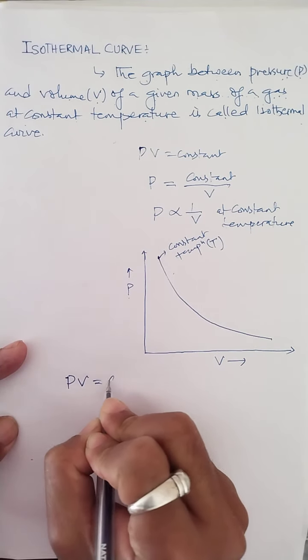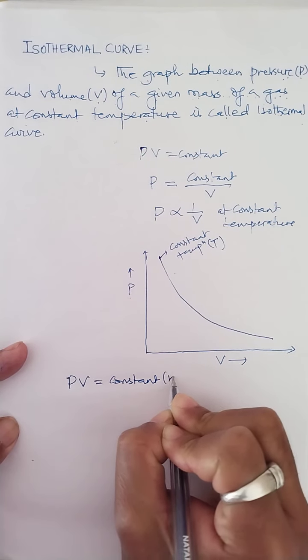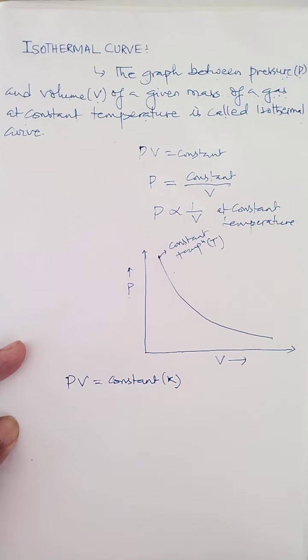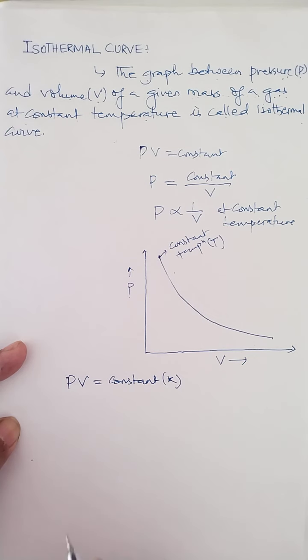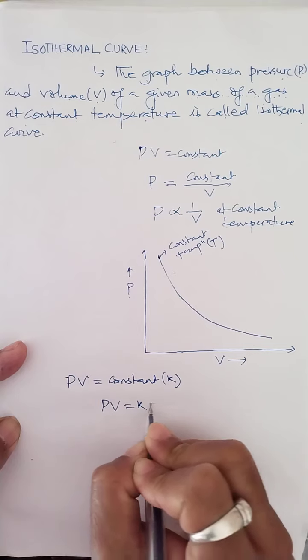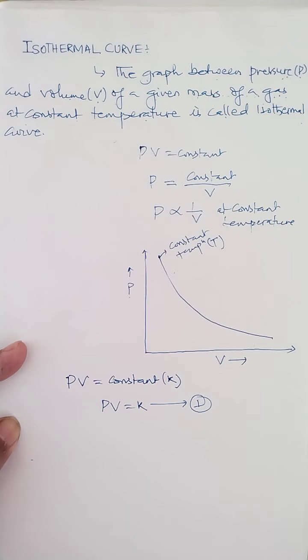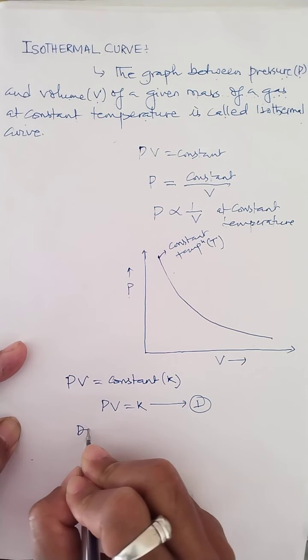As you know, PV is constant. Let me write the constant as K. Now, in order to calculate the slope from this graph, I differentiate this equation. Let me write down again, PV equals K, and I call this equation 1. Now, children, I differentiate equation 1 on both sides.